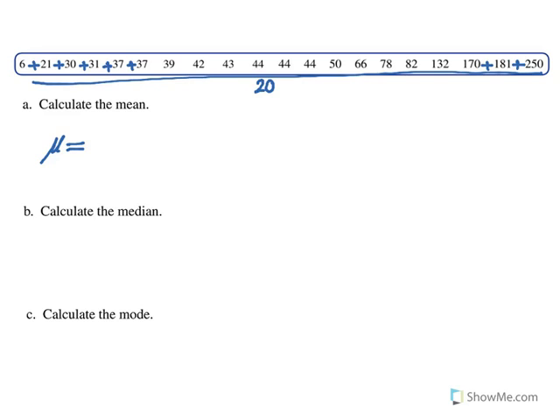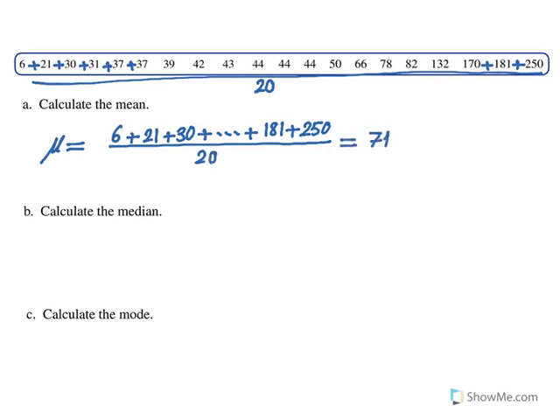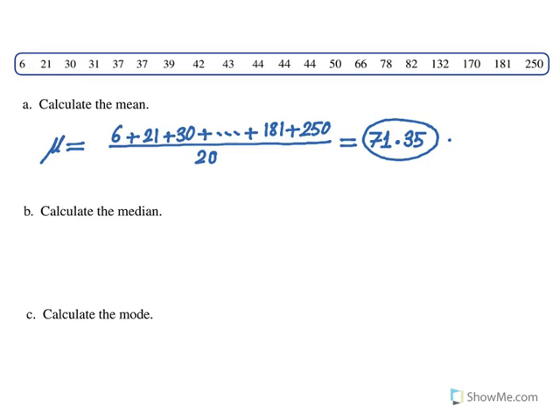And if you do this, I will just write it. 6 plus 21 plus 30. I cannot write all of them, so I will put dot, dot, dot, plus the one before the last, 181, plus 250. All of this, you divide it by 20, and you will get exactly 71.35. So this is the mean for this question. Now I'm going to just erase this stuff so that we can compute other things.